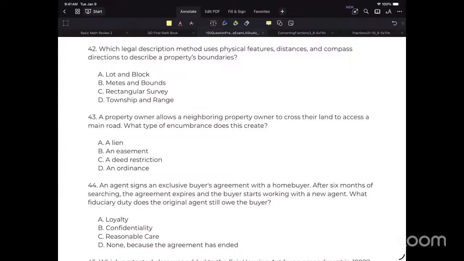And yes, our answer is actually meets and bounds. We know that's where they draw the perimeter of a property. I mean, I guess that's a weird shaped property, but whatever. You would be describing each boundary of the property. Hey, you need to go north so and so feet. You need to go east so and so feet. Like you're describing it. So good job, y'all. And just so we know, the rectangular survey and the townships and ranges, those go together.